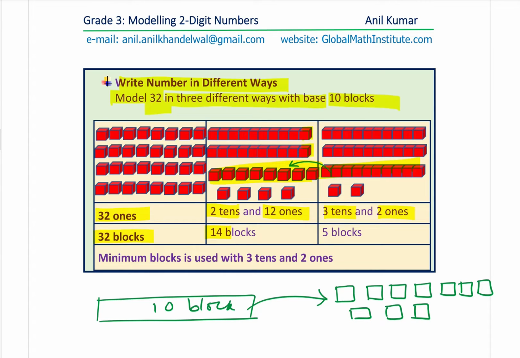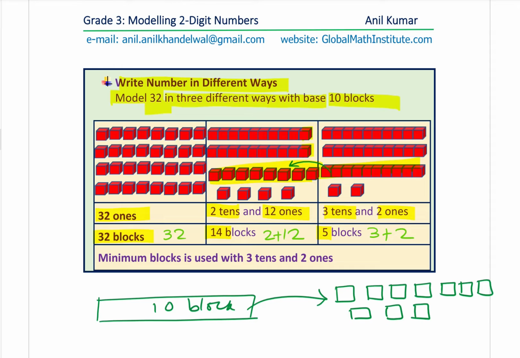In the third case, we have three tens and two ones. So the blocks are 5, 3 plus 2. Does that make sense to you, right? So here it is just 32. Here it is 2 plus 12, which is 14. And then we have 3 plus 2, which is 5. That is how easily we can get the number of blocks.